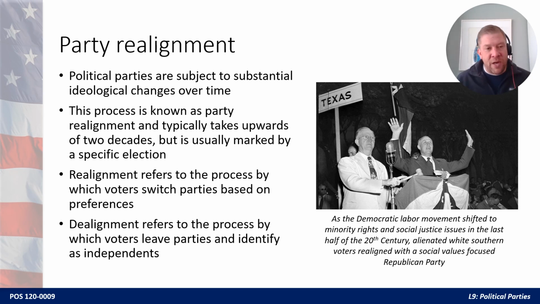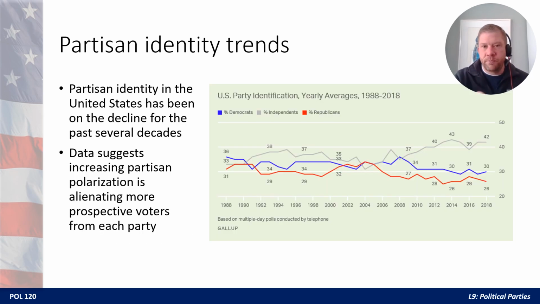Now, de-alignment is a different term. It refers to the process by which voters leave parties and identify as independents. And as we'll talk about in a second, de-alignment is probably the fastest growing trend and something that political scientists are really interested in. So let's talk about those partisan identity trends. The portion of the population that identifies with either the Republican Party, Democratic Party, or a third party has been on decline for the past several decades.